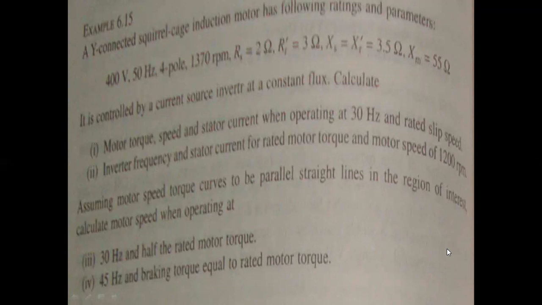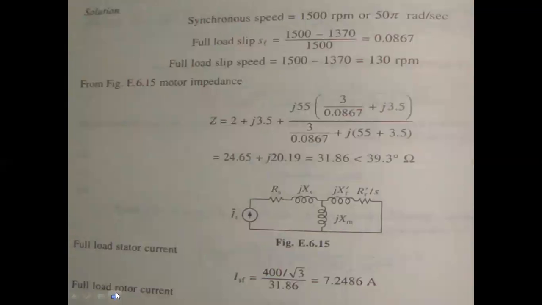So four problems, four questions we have to solve totally. First one, you know all the given data. So remember this given data. Only RF 3 ohms and XS, XM is only changed. So first one, see here.